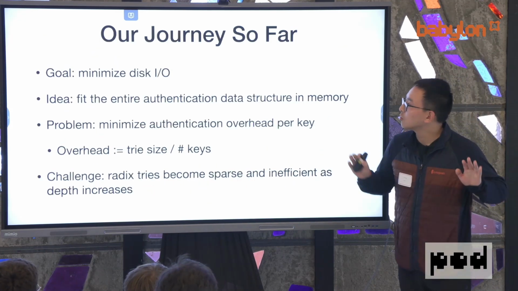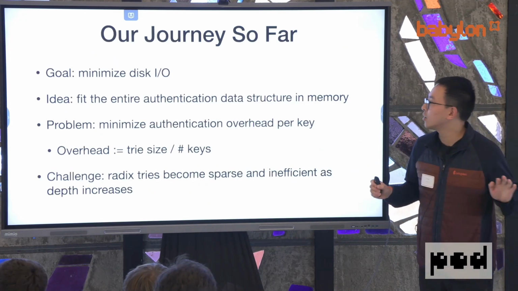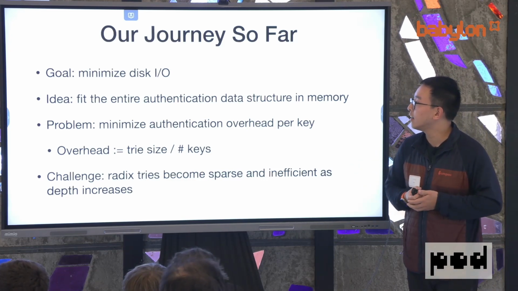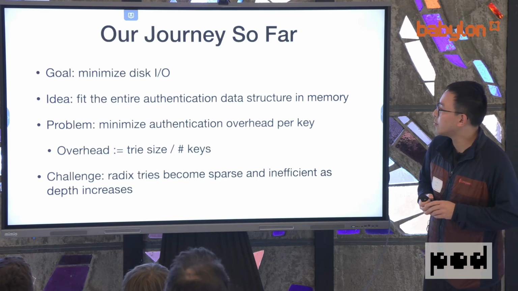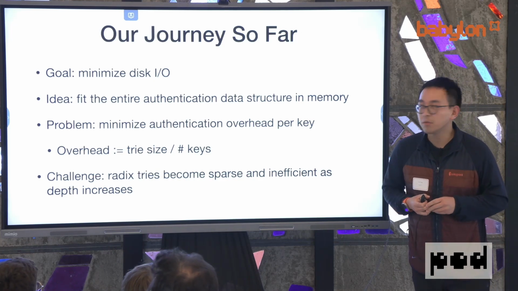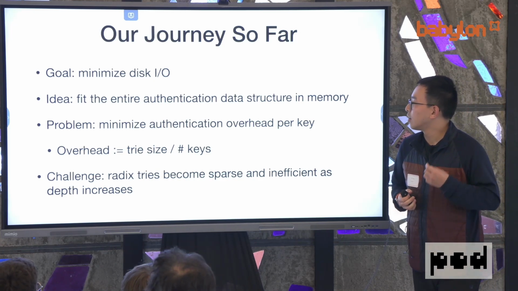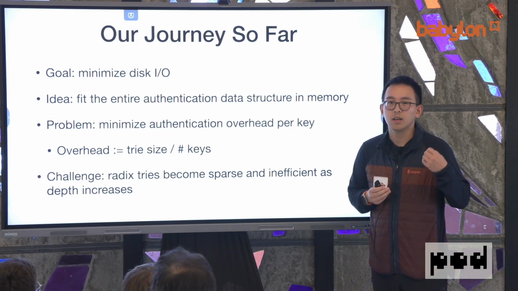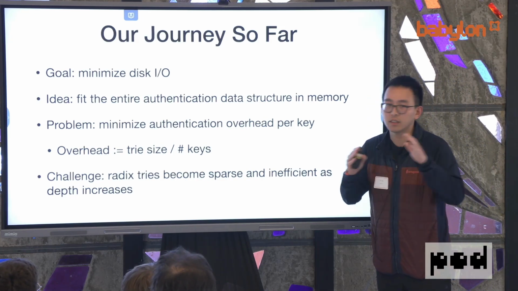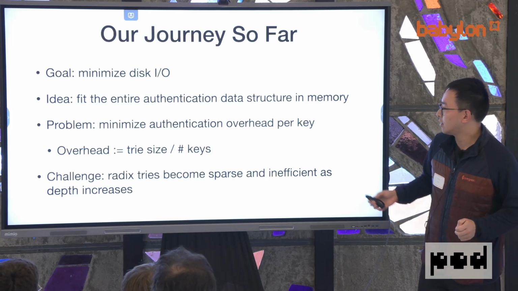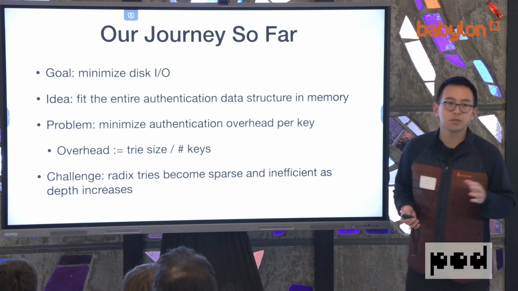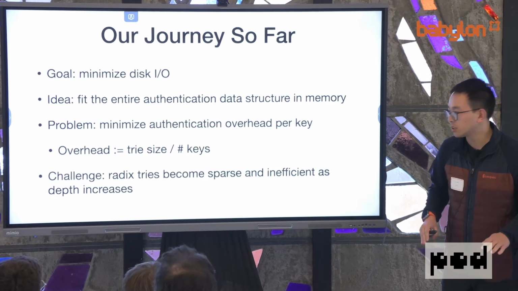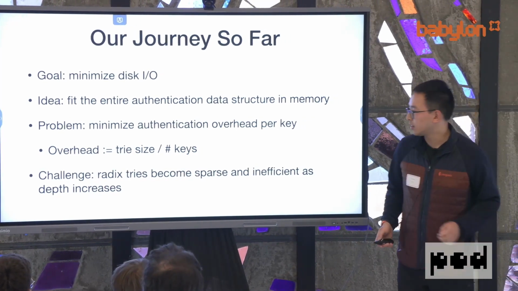Okay, so quick recap: we want to minimize disk I/O, and our crazy idea is to fit the entire authentication data structure in memory. But the problem is we want to really minimize the size of the tree so that we can fit as many key value pairs as possible given a finite amount of memory, right? And we saw the challenge, which is that radix tries, which are, say, MPTs or Merkle tries, are sparse, especially towards the bottom, and they are storage inefficient.